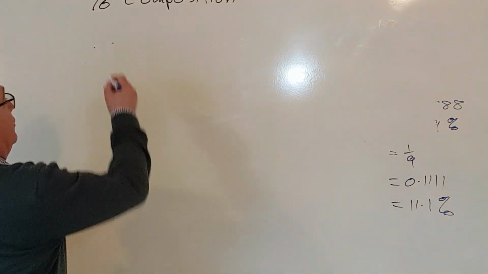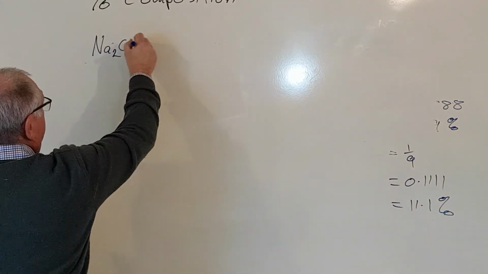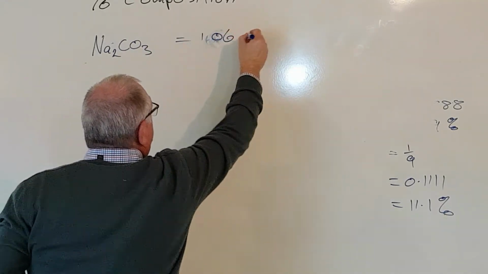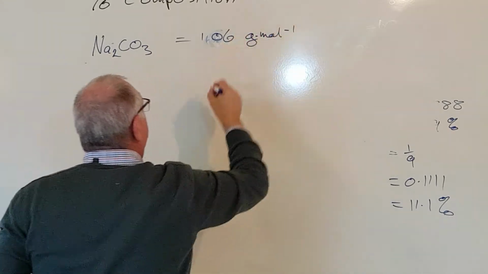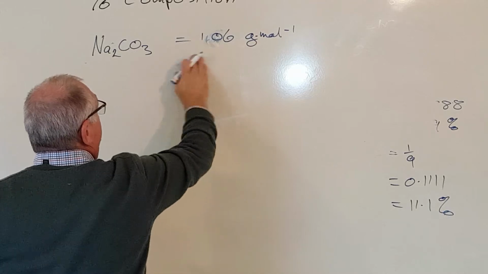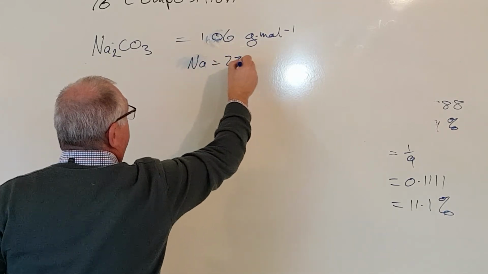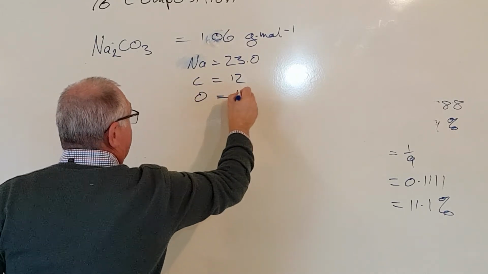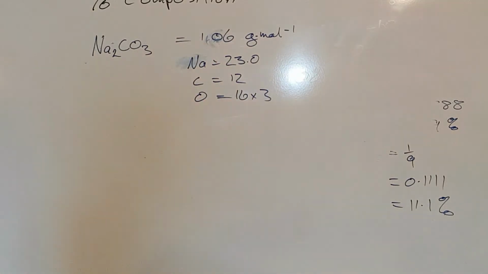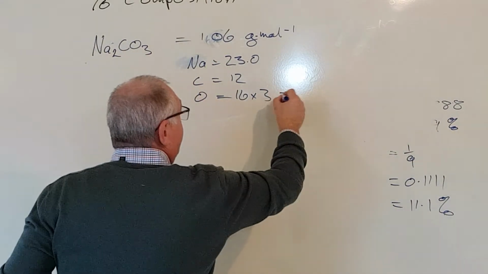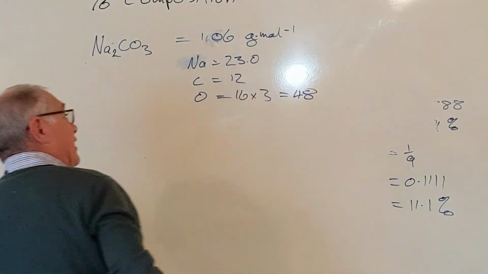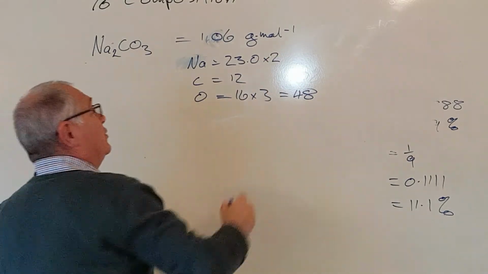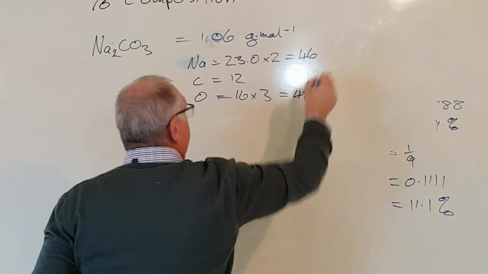Let me give you another example. This time let's have a look at sodium carbonate. Now sodium carbonate has a molecular mass of 106 grams per mole. The hydrogen, whoops, there's no hydrogen in there. The sodium is 23. The carbon is 12. And the oxygen is 16. And we have 3 oxygens. So the total mass of oxygen is going to be 48. And we've got 2 sodiums. So the total mass of sodium is going to be 46.